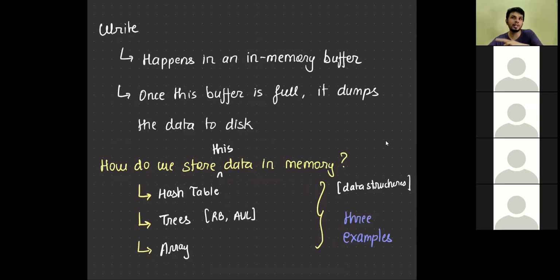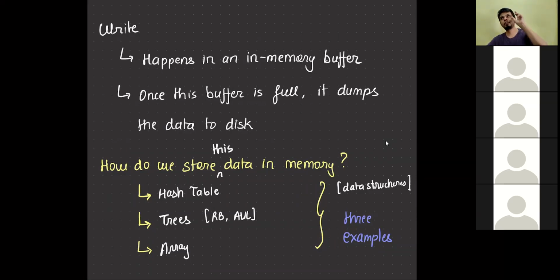For example, if we store it in a list or array, we would still have to support the key lookups. So typically a hash table is a good fit, because that's the use case we are solving for. We are solving for a key-value store because, similar to Bitcask, this is also a key-value store.